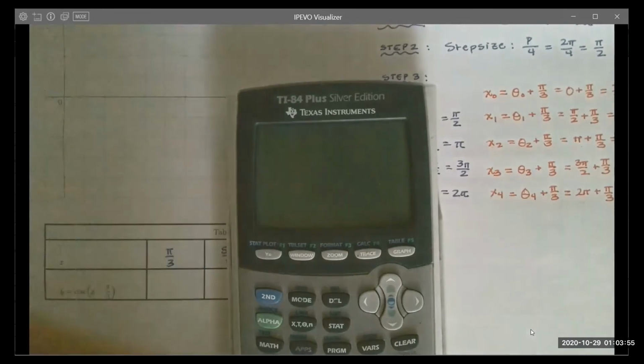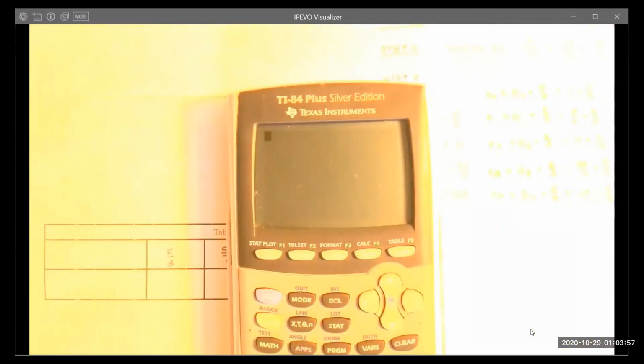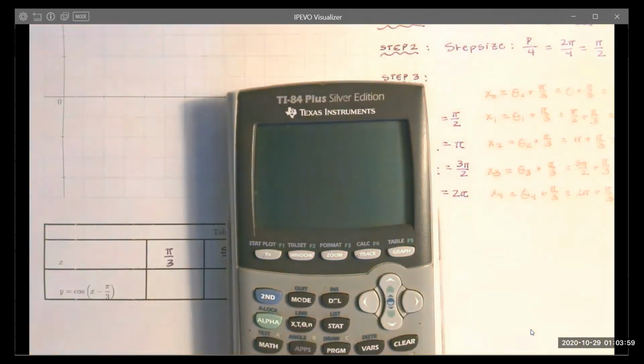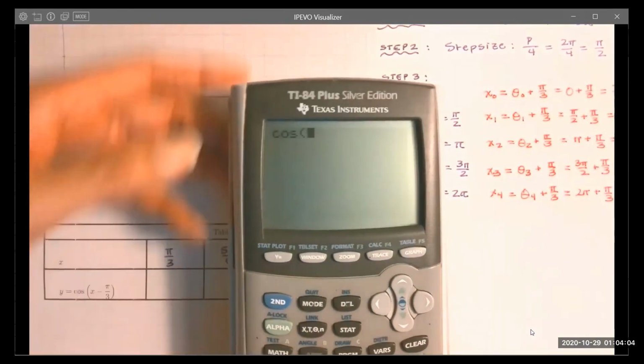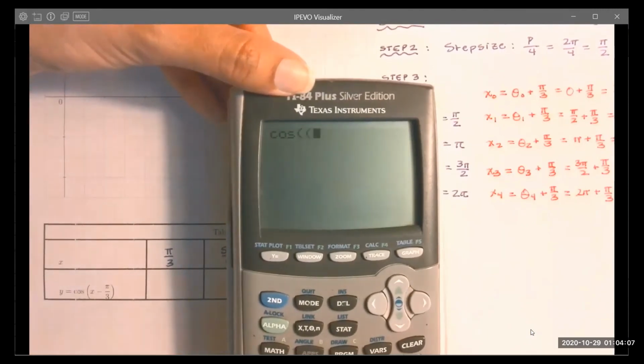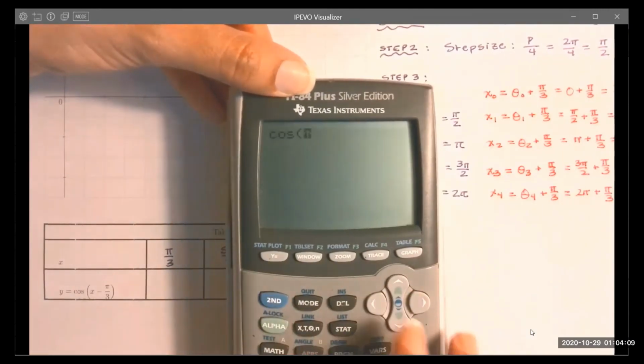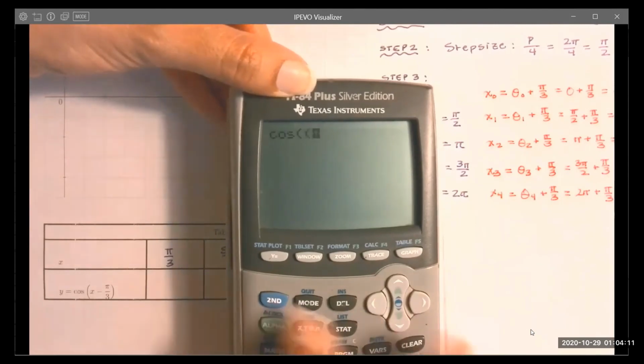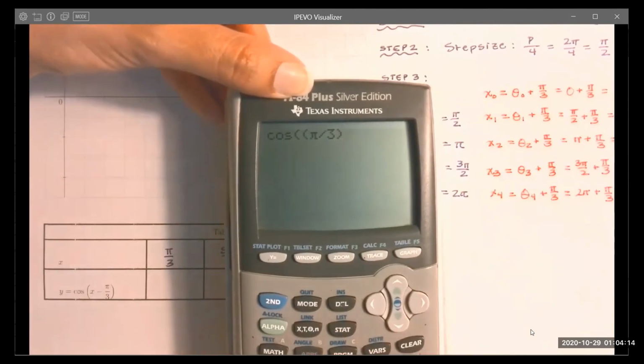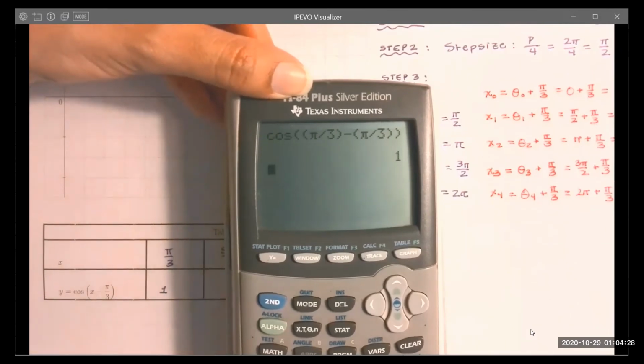Let me just go ahead and get the lighting here a little bit brighter. Okay, so we'll have cosine of pi over 3. Oh, actually, let's do that. Pi over 3 minus pi over 3. That's a 0, right? Cosine of 0 is 1. So the first y value that we get is a 1.